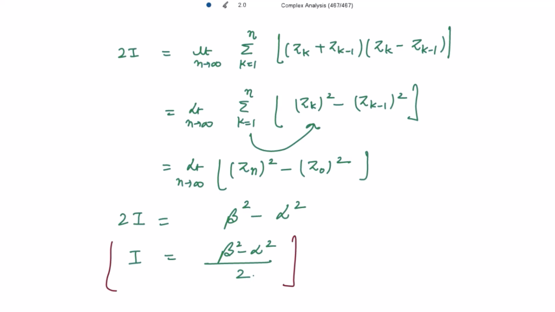So this is all about the definition of an integral as a limit of the sum with examples, right? So next time we are going to learn the properties of the complex line integral.